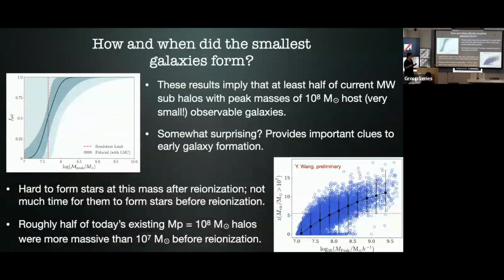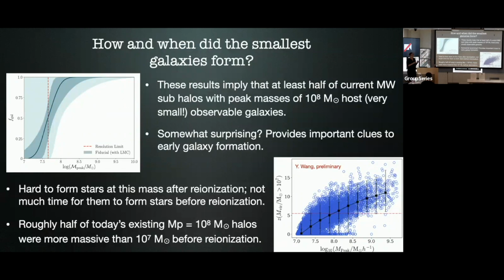This is something that I'm thinking about a lot right now. I don't have any more specific answers than what I already told you, but I just want to speculate for 1 minute. First, to restate, these results imply that at least half of current Milky Way subhalos that started at 10 to the 8 host observable galaxies. They're very small observable galaxies. And it's hard to form stars at this mass after reionization, although there's still some controversy about this among the experts.